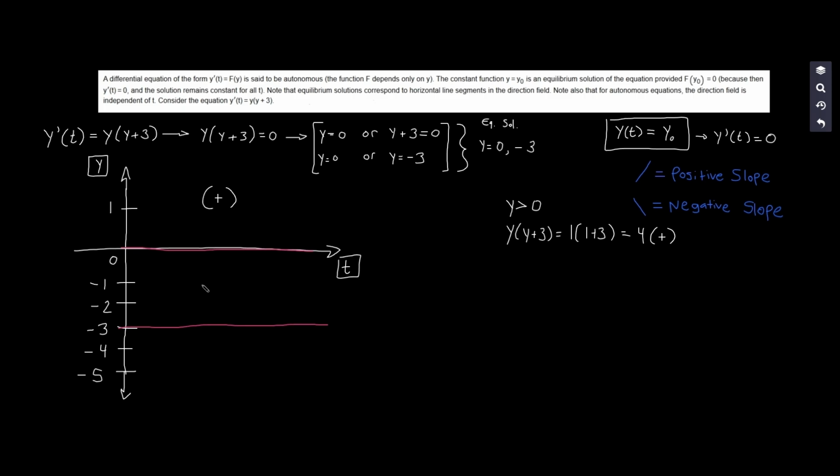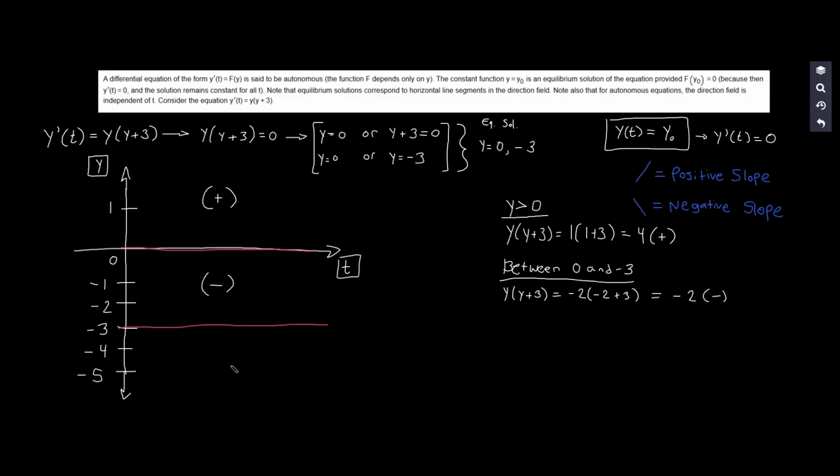Let's look at the middle partition, below 0, but not just below 0. We need a number that's between 0 and -3, right? Because -3 is our equilibrium point and 0 is our equilibrium point. What's a number between 0 and -3? Let's do -2. We're going to plug in -2 to our equation. The answer is going to be -2, which is negative, which means that this sector is going to be negative.